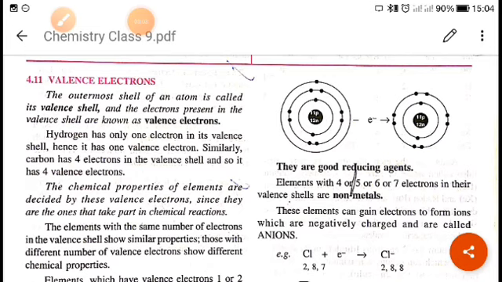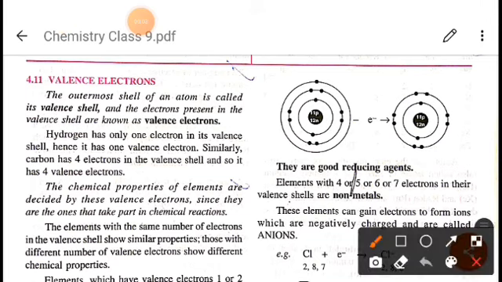So what is valency? When we talk about valency, the number of electrons present in the outermost shell of an atom is called valence electron. As you can see, the definition is also given in your book. The outermost shell of an atom is called the valence shell, and the electron present in the valence shell is called valence electron. So what does it mean?